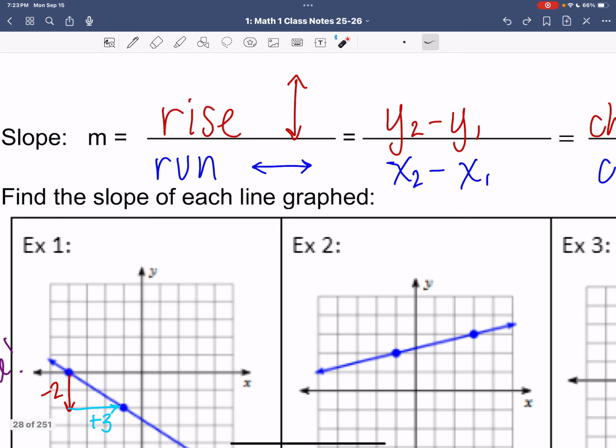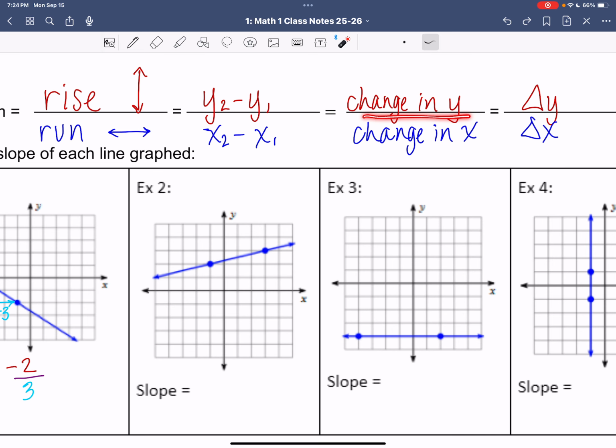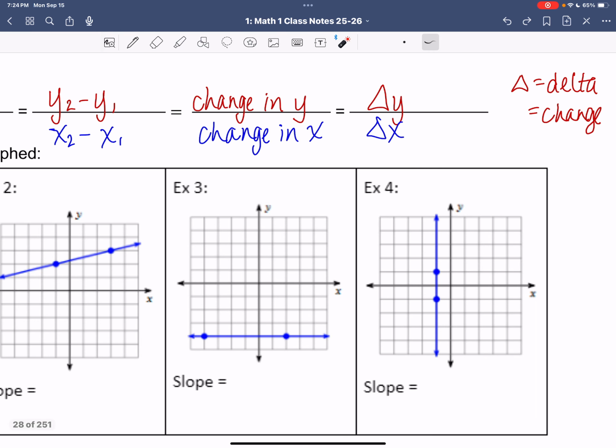Another way to show slope is your slope formula. So it's y2 minus y1 over x2 minus x1. So you're always finding the difference between the two. You also hear it said change in y over change in x. Or you can have delta y, that's what the triangle is, over delta x. And in this case, delta means change. And whenever you see change, you're subtracting.